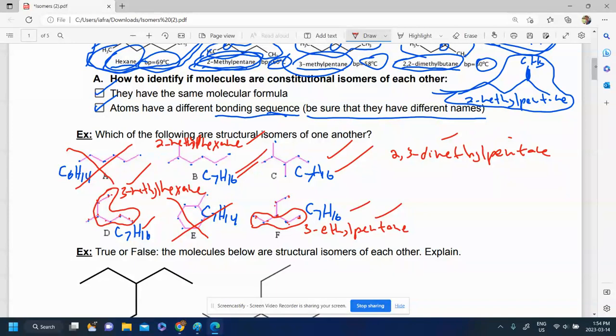They have the same molecular formula. And the way they differ is that they have different bonding arrangements, different bonding sequence. So for example, over here, this 2-methylhexane, the methyl group is on carbon 2, but here the methyl group is on carbon number 3. So the structural isomers or constitutional isomers of each other are B, C, D, and F, not A and E.